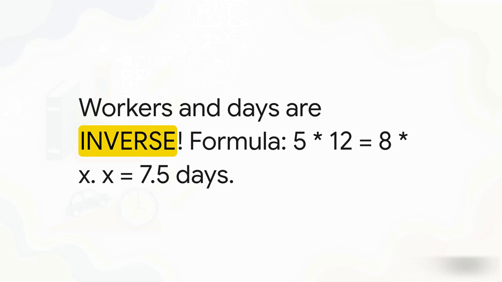5 workers times 12 days equals our constant, which is 60. So 8 workers times X days must also equal 60. 60 divided by 8 gives us the true correct answer, 7.5 days. By just slowing down and thinking logically about the scenario, you easily sidestep a trap that catches thousands of students every year.